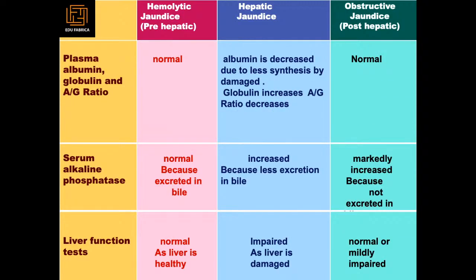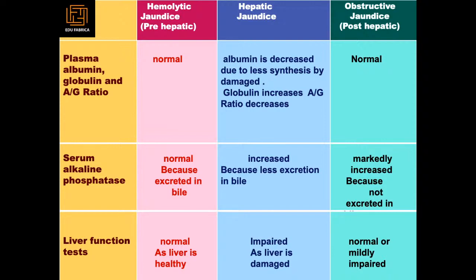Then plasma albumin, globulin, and the A to G ratio will be normal in the first and third cases, but in the second case albumin is decreased due to less synthesis by the damaged liver, and globulin is increased, so the ratio decreases. In the first case, serum alkaline phosphatase is normal. In the second case, it is increased because of less excretion in bile. In the third, it is markedly increased because it is not excreted.